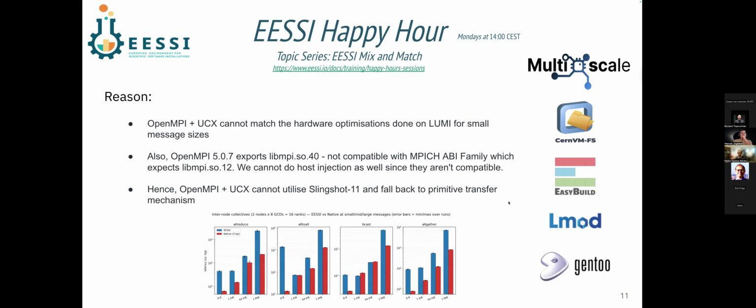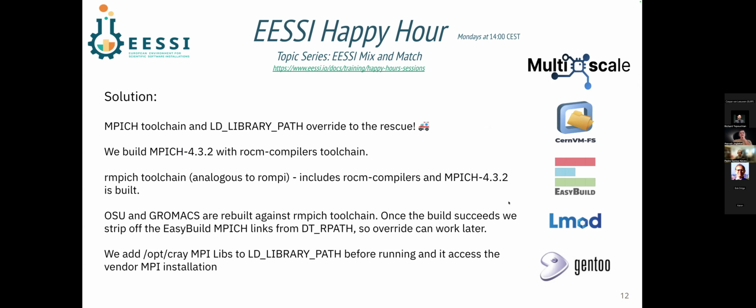So the solution was to actually use an MPICH toolchain altogether. We let go of OpenMPI and took a different path of building MPICH 4.3.2 with the ROCm compilers toolchain. Using this MPICH 4.3.2, we were able to build an RMPICH toolchain, which is similar to ROMPI, but uses the MPICH mechanism. The good part is it will now export libmpi.so.12, and we can actually link this against the vendor MPI installations.